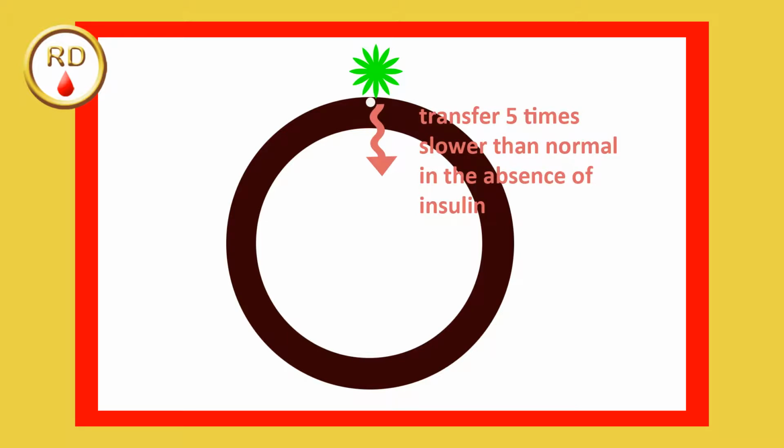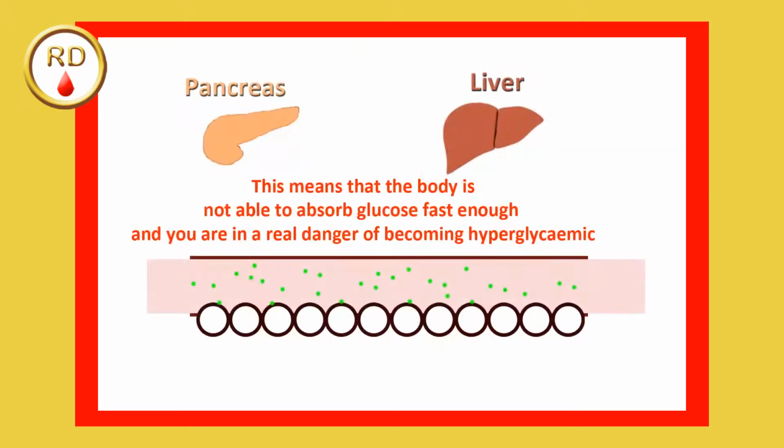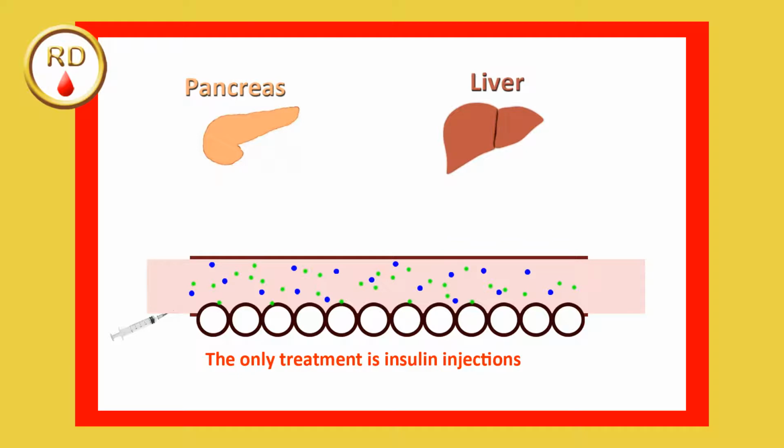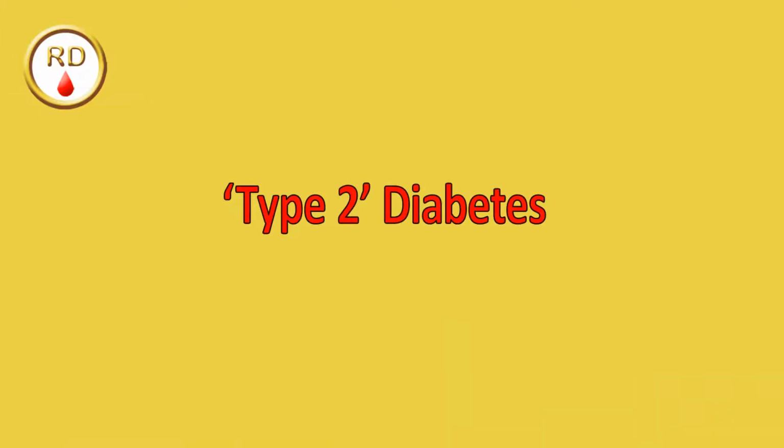This means that it is too slow to stop our hunger pangs, which then want you to eat more. This is very bad news for a type 1 diabetic, as they are in real danger of rapidly becoming hyperglycemic if their diabetes is not treated. The treatment for type 1 diabetes is normally insulin injections, and this ensures that the body gets enough insulin and it can continue to function as normal. So we will now continue to see how the system fails in a type 2 diabetic.